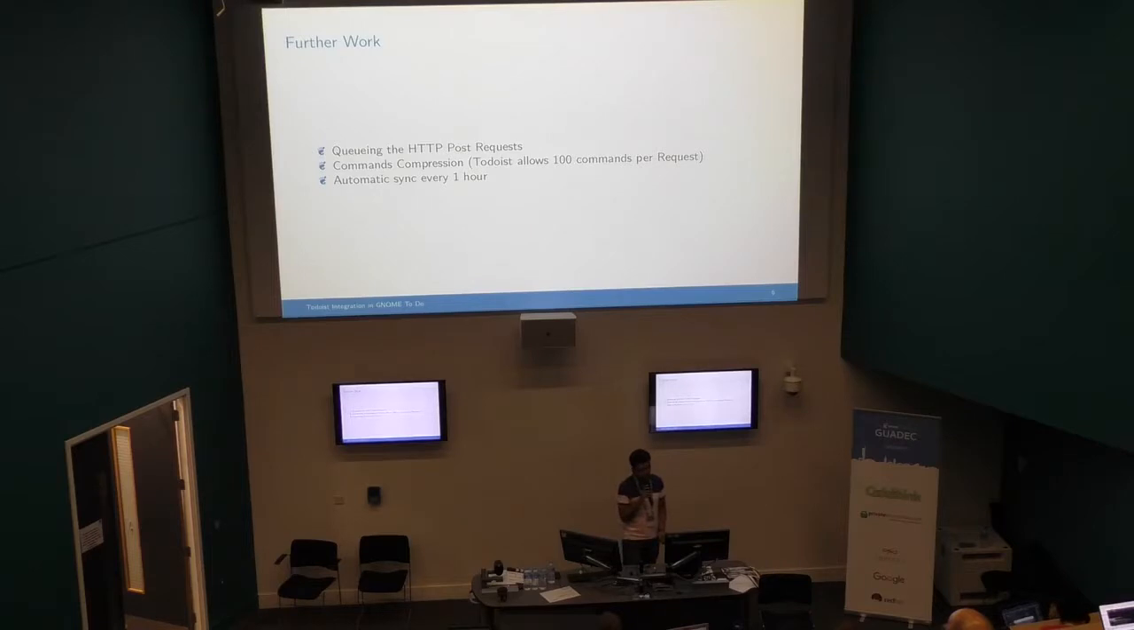So further work is queuing the HTTP post requests, because there's a limit on the number of post requests we can send to Todoist. The limit is actually 50 every minute. So we decided to queue all the HTTP post requests and dispatch them after every few minutes. The other work that remains is command compression. The Todoist API allows only 100 commands per request, so we can compress all the commands and send them with a single post request.